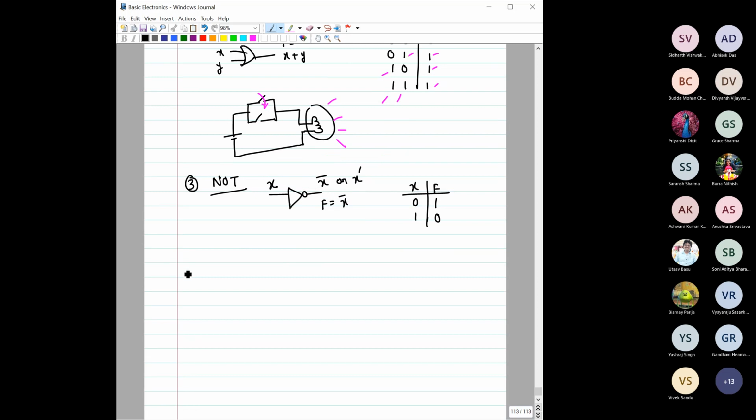Number 4 is the buffer. We already know the buffer from our previous study, and in detail it would be the same. Whatever you give, you will get the same at the output. So in the truth table, 0 gives 0, and if the input is 1, the output is 1. That is basically the buffer.